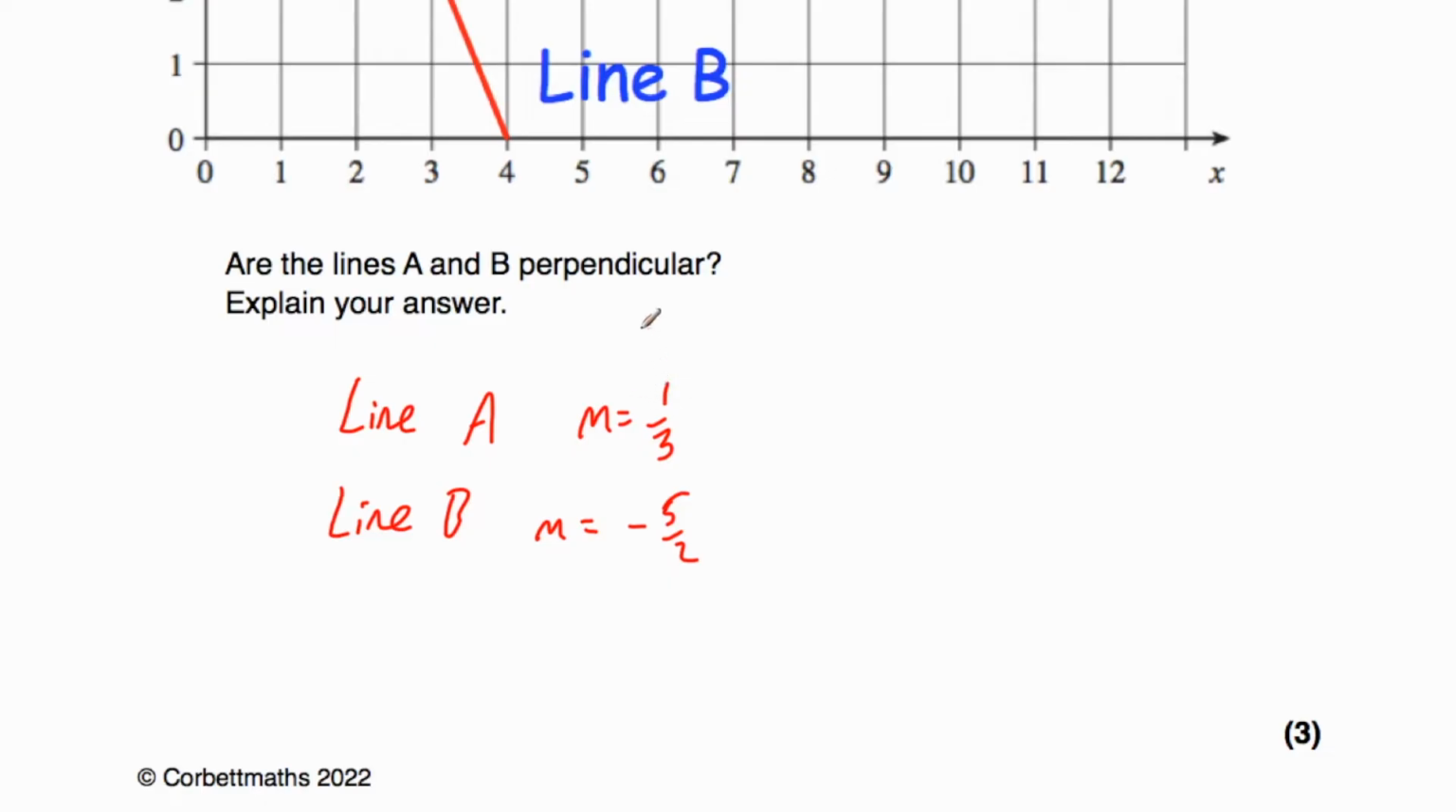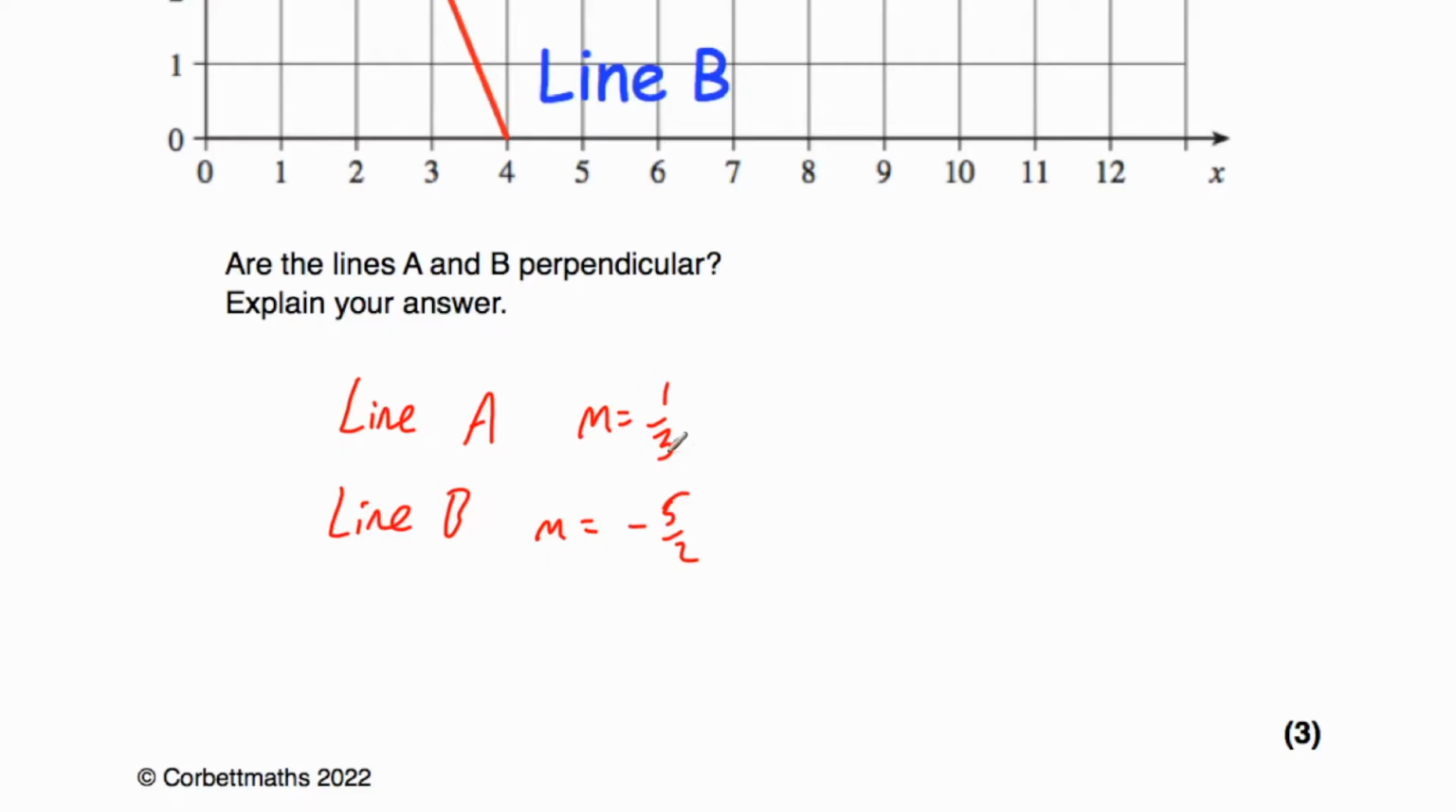Now, straight away I can see that they're not perpendicular, because if they were perpendicular, the gradient of line B would have been the negative reciprocal of line A. So the negative reciprocal of a third would be negative, and then flipping over a third would be 3. So the gradient of the line that is perpendicular to line A would be -3, and this line hasn't got a gradient of -3. And you could write that down. You could say line A has got a gradient of a third. For a line to be perpendicular to line A, it would have to have the gradient -3. So that means that line B is not perpendicular to line A. So that's one way we can show it.